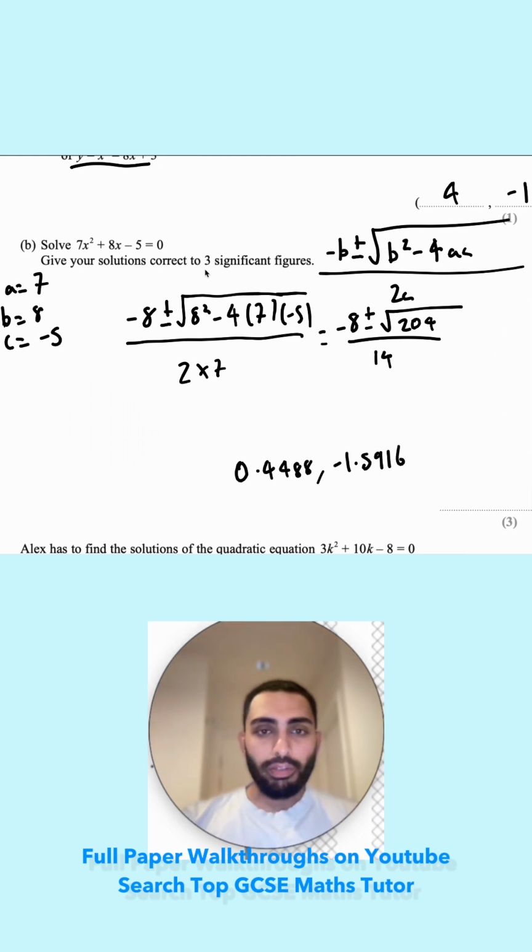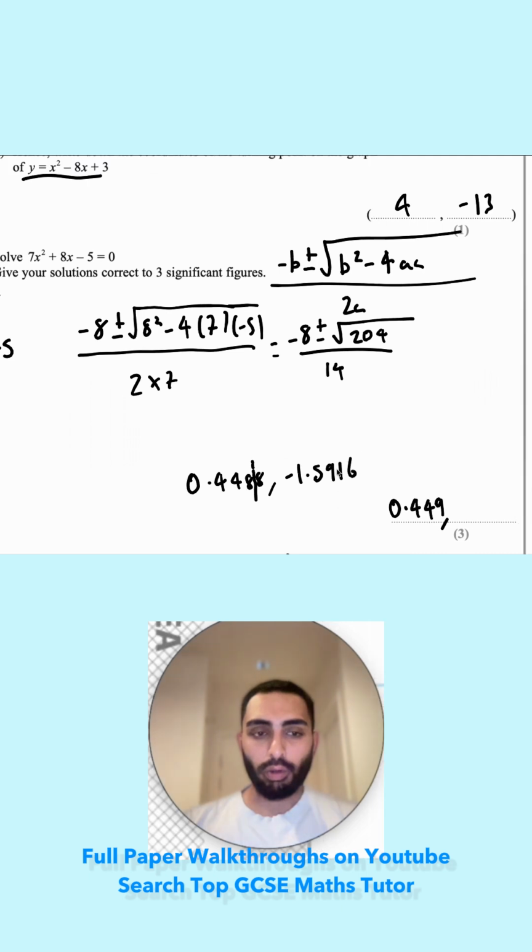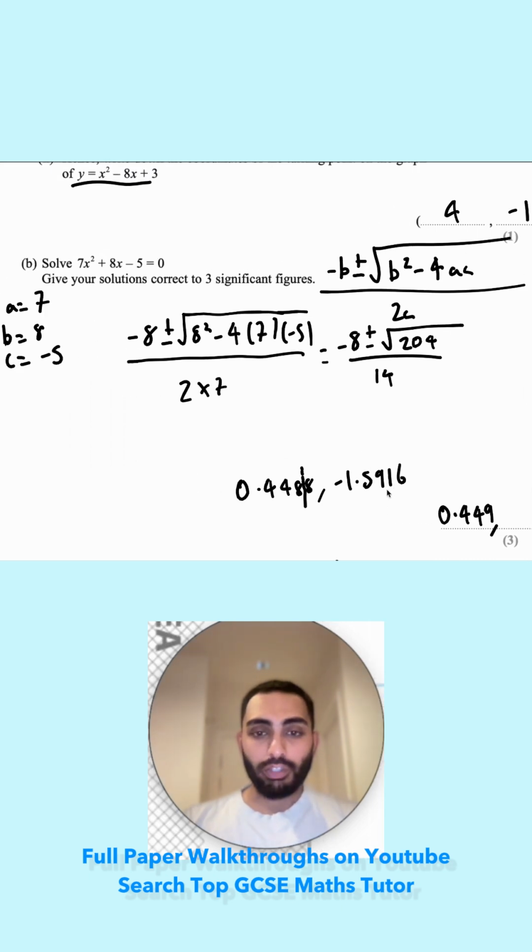Here we want these answers to three significant figures. So significant just means the first one that isn't a 0, the first non-zero digit. So we're going to count after this 4, 1, 2, 3. So our line would go between these two 8s. That means we would be rounding this, it would go up to 0.449. So 0.449 is our first answer. The other one, we would start from here, 1, 2, 3. Line would go between the 9 and the 1. So that would just stay as it is, minus 1.59.